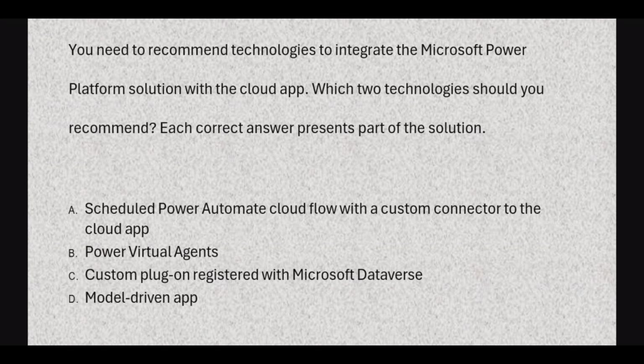The options are option A, scheduled Power Automate cloud flow with the custom connector to the cloud app. Option B, Power Virtual Agents. Option C, custom plug-in registered with Microsoft Dataverse. Option D, model-driven app. The correct answers are option A and C.